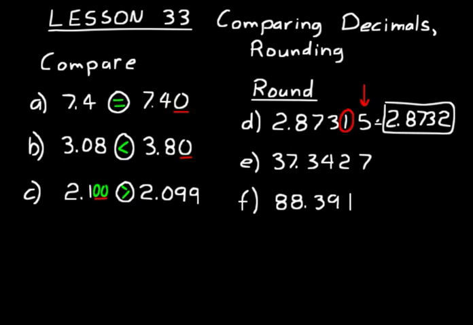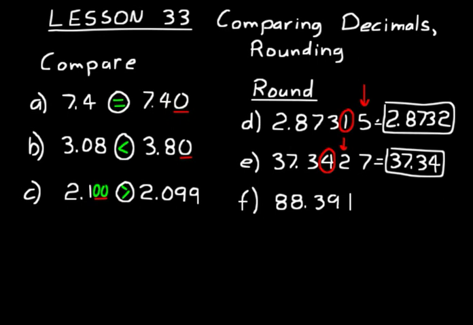On practice problem E, I want you to round that to 2 decimal places. So that means you circle the second decimal place. Whenever you hear 2 decimal places, 3 decimal places, they're talking about places to the right of the decimal point. So rounding to 2 decimal places will be 2 digits to the right of the decimal point. Circle that 4, put an arrow over the digit to the right. That's less than 5, so you don't round the 4 up. You just leave it as a 4. 37.34 is your answer.